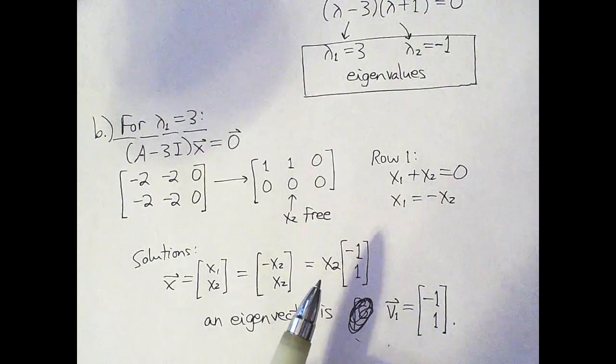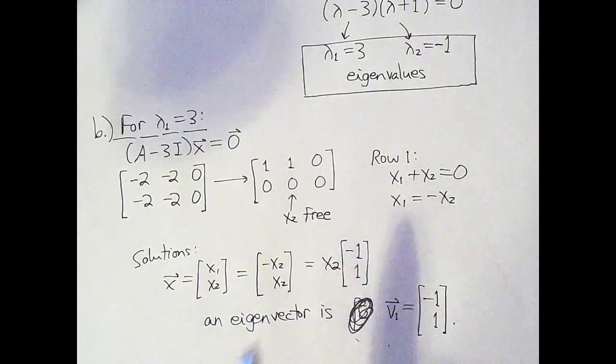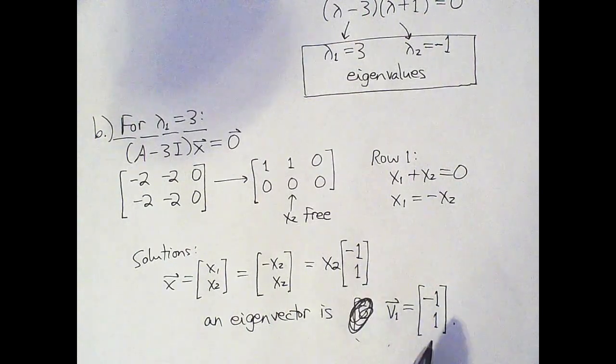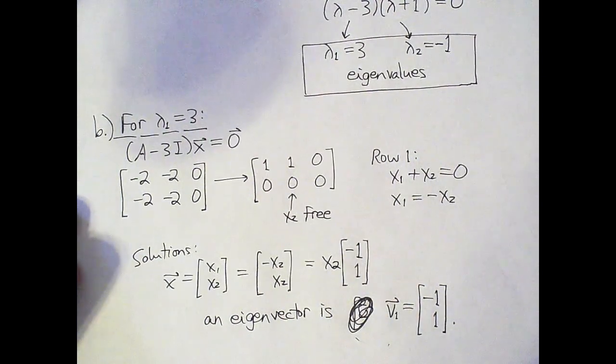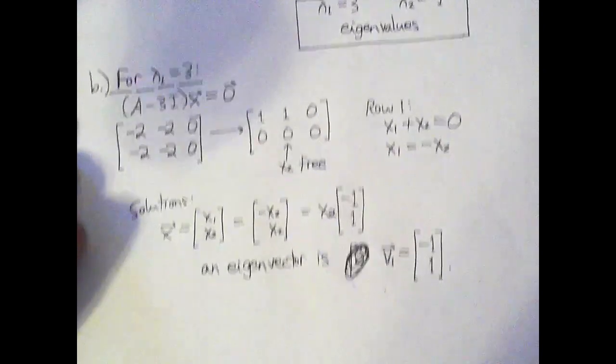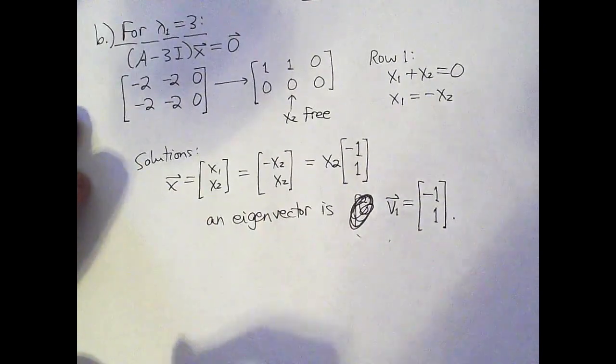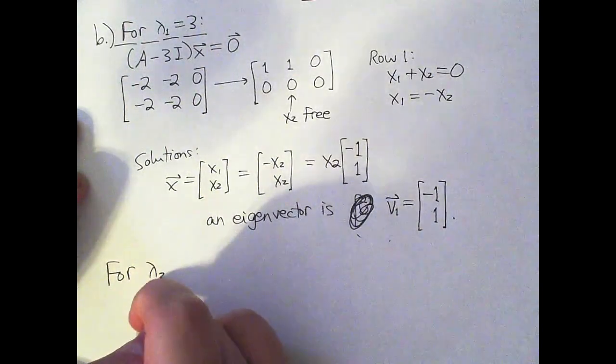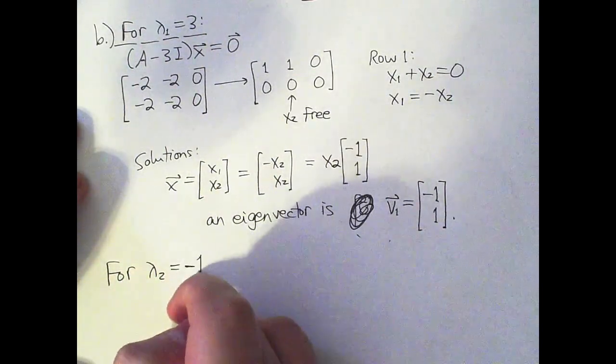Now, we know a bunch of other eigenvectors already, right? You could do any multiple, because x2 can be anything, so you do any multiple of this. However, if I take a multiple of this one, that's not going to give me 2 linearly independent eigenvectors. So in order to find an eigenvector that's linearly independent from this, I need to work with the other eigenvalue, which was -1.